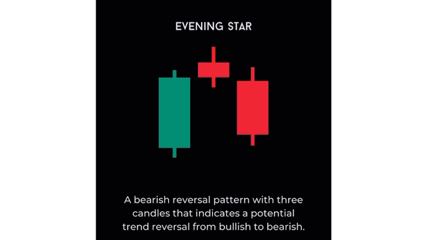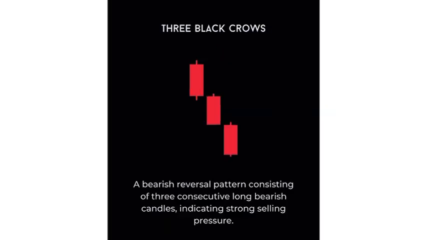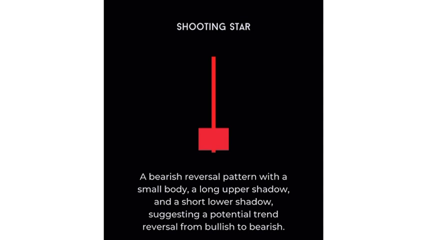Evening star is a bearish reversal pattern with three candles that indicates a potential trend reversal from bullish to bearish. We have three black crows. You will normally see these ones. It's a bearish reversal pattern consisting of three consecutive long bearish candles indicating strong selling pressure. When you see this, just know that the sellers are in control. It's like a team of sellers and buyers. People are selling, sorry.